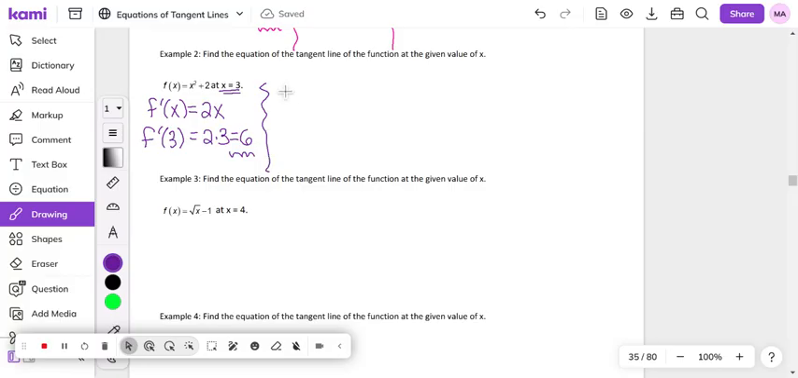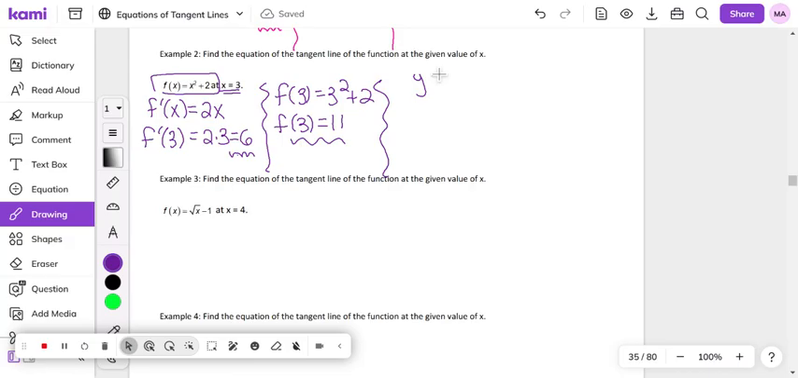Now we need our point when x equals 3. So we have f of 3 equals 3 squared plus 2. Again, just substituting it into our given function. 9 plus 2 is 11. So that is the point (3, 11). So now we have our slope of 6, our point (3, 11).